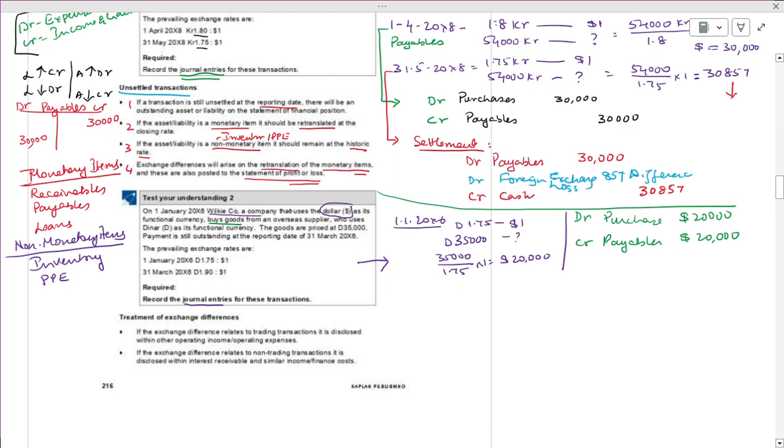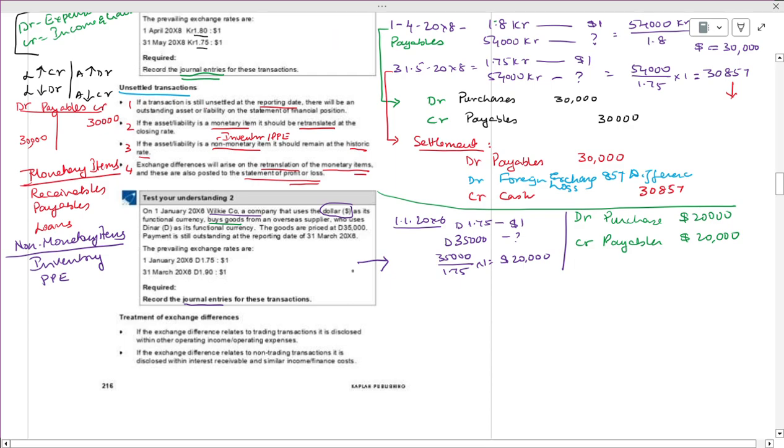Easy scoring, small chapter. Easy scoring, 2 to 4 marks, not more than that. One question will be there in section A or section B, and one point will be there somewhere in section C.